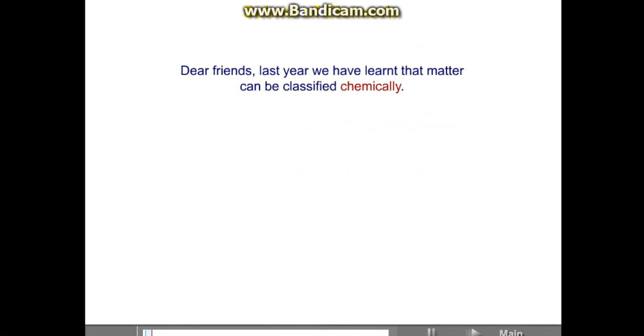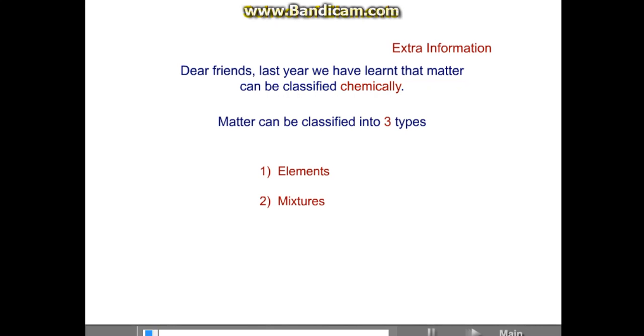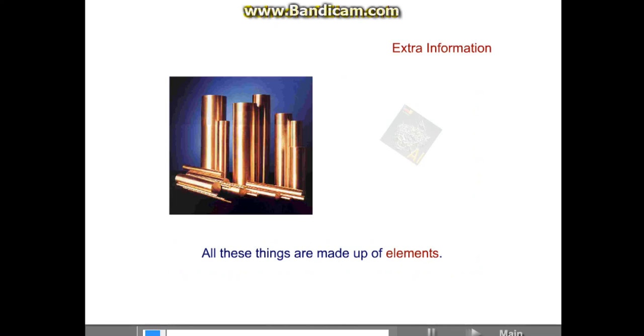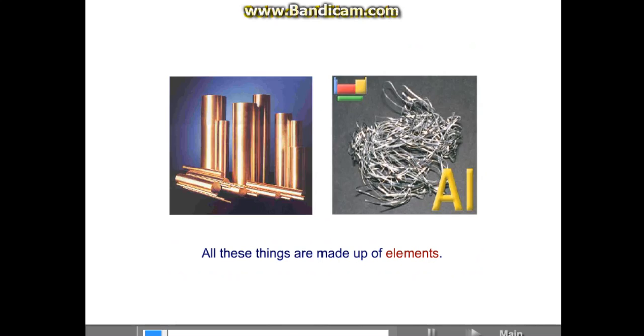Lesson 1. School of Elements. Dear friends, last year we have learnt that matter can be classified chemically. Matter can be classified into 3 types: elements, mixture, compound. Please see that frying pan and griddle are made up of iron and wires are made up of copper and aluminium. All these things are made up of elements.